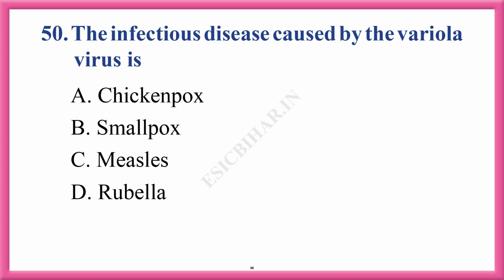Question 50. The infectious disease caused by the variola virus is A. Chickenpox, B. Smallpox, C. Measles, D. Rubella. And the answer is B. Smallpox.